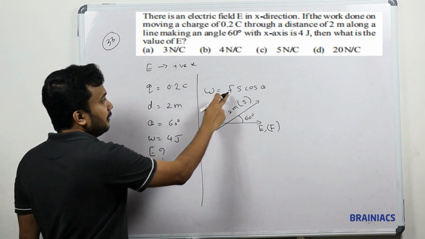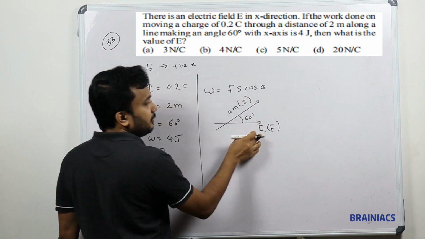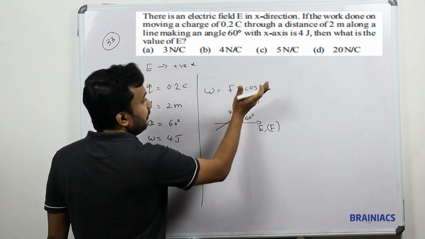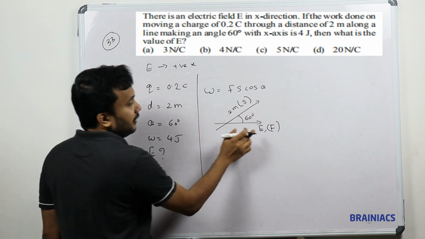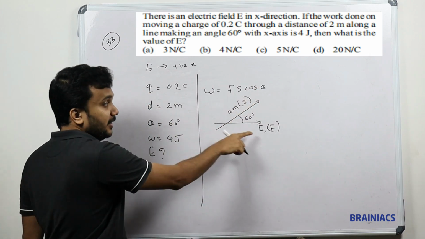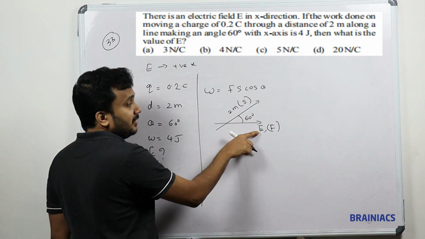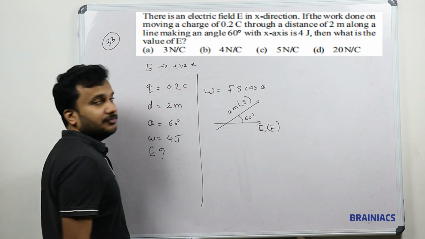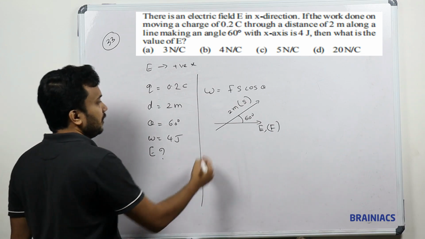In this case, the angle between F and S: force is in this direction because the electric field is in this direction, it's given as an int, and the body is moving a 2 meter distance, which is making, you can see in the question, 60 degree with the electric field, which means the displacement vector is making 60 degree with the force. Now we can substitute.